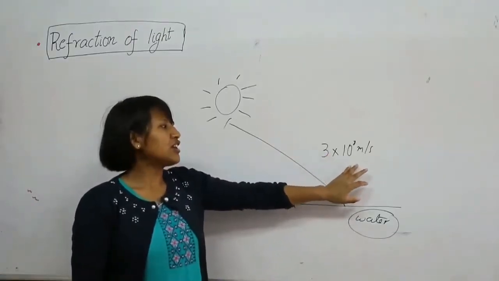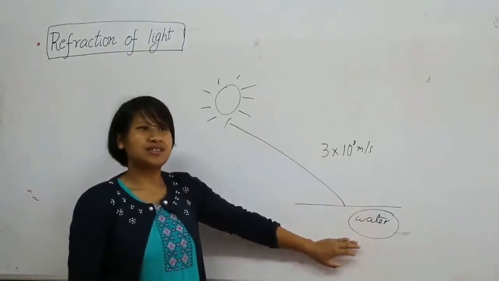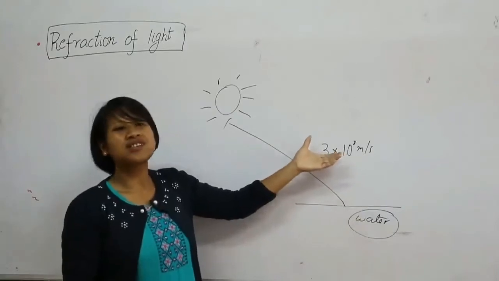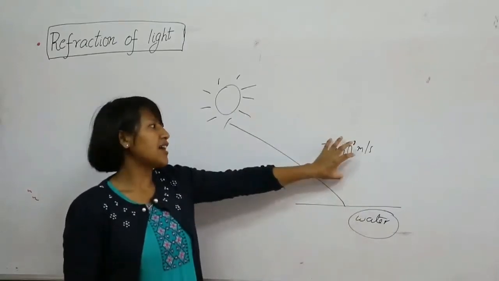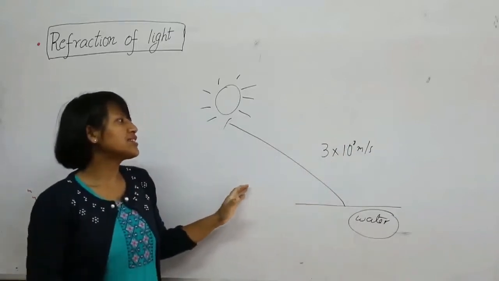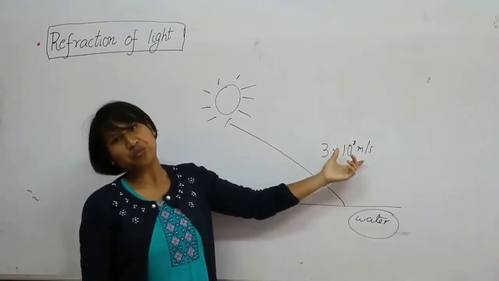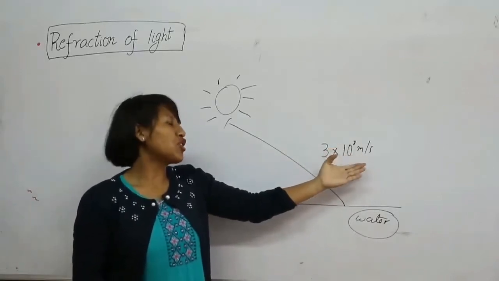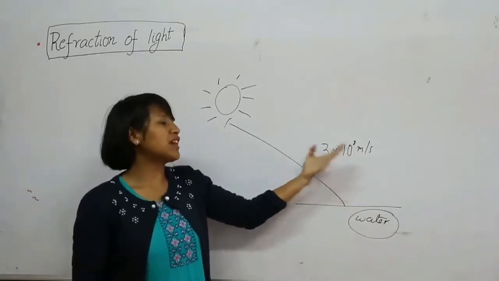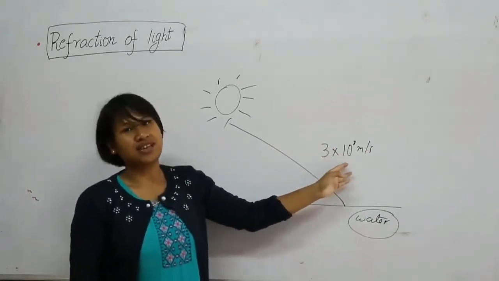Now it is found that the speed of light in water is quite less, because for vacuum it is the highest. Also, the speed of light in air is comparatively close to that of vacuum. So for solving numerical problems, sometimes we take the speed of light in air as 3 into 10 to the power 8 meter per second.